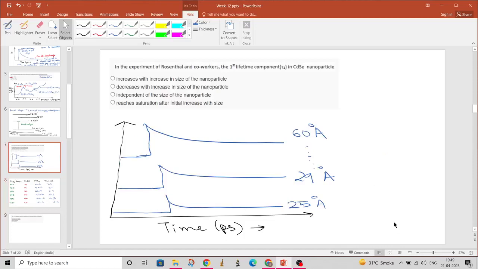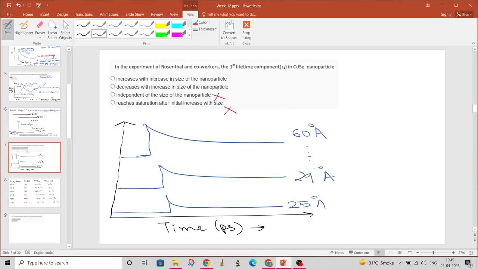So let's go back to the question. The question is about whether the first lifetime component increases with increase in the size or decreases with increase in the size. So the answer should be decreases. It's not independent, obviously, because it is changing with the size. Reaches saturation after initial increase with size. These two options are wrong because it keeps on changing. It's not getting saturated anywhere.